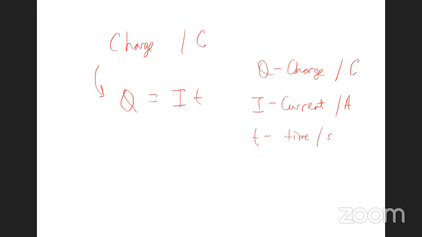Okay, so this is our first relationship that we'll learn about charge. Charge is equal to current times time. How many types of charge do we have again? Keelan, how many types of charge? Positive and negative. Nice. Just making sure.